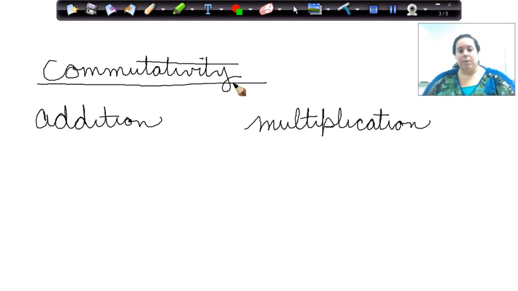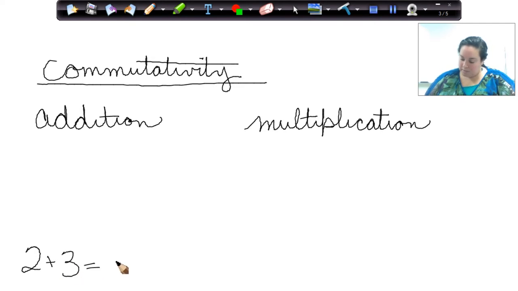Commutativity tells us that we can add and multiply in any order. This is definitely not true of subtraction and division, right? You can't subtract things in any order and get the same number. 2 minus 3 is not the same as 3 minus 2. But it is true for addition and multiplication. You can add things in any order. 2 plus 3 is the same as 3 plus 2. And this is the property of commutativity.